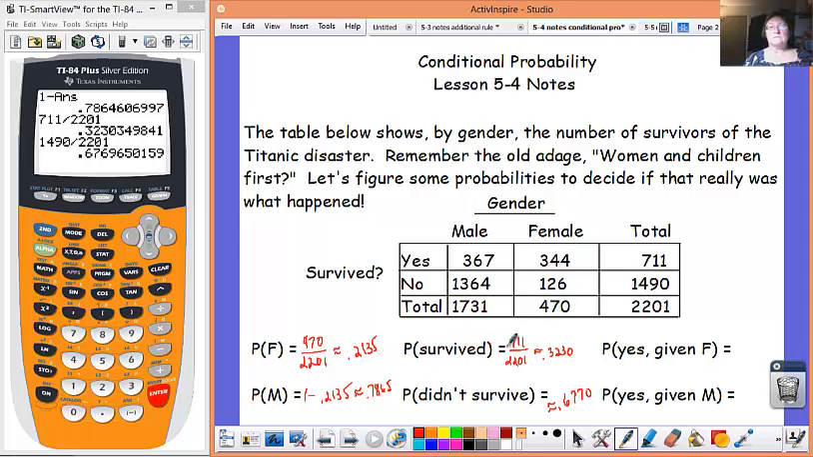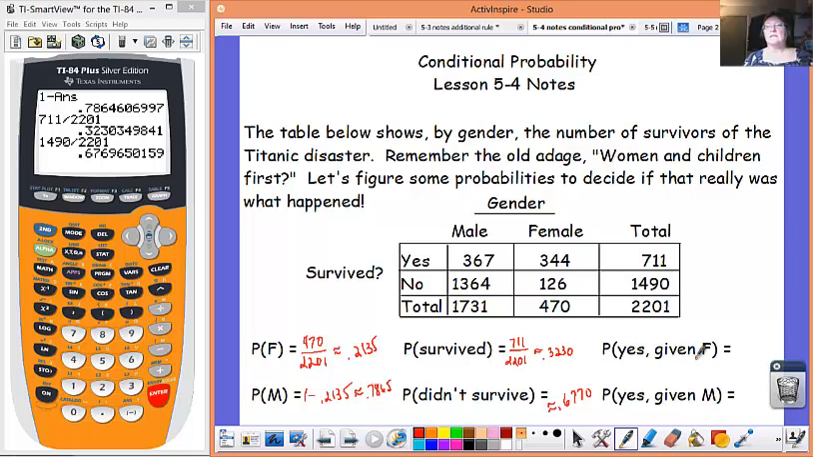Tragic. I think a lot of times we forget just how many folks did not survive that trip, and it's really sad. Today's lesson, however, is about conditional probabilities. These are all what I would call straight probabilities, one event. A conditional probability involves more than one event. In fact, we're going to try and answer this question. Remember, we want to know if women and children really survived at a greater rate. So what's the probability that you did survive?